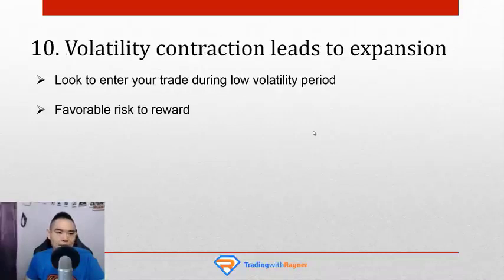Number 10, volatility contraction leads to expansion. So here's the thing. The market moves in cycles. It goes in uptrend, downtrend, range. And same for volatility. Volatility goes up, then it contracts, and then it goes up again.